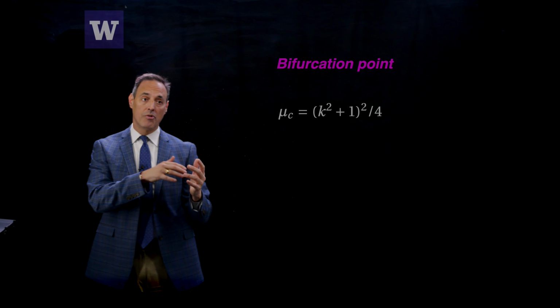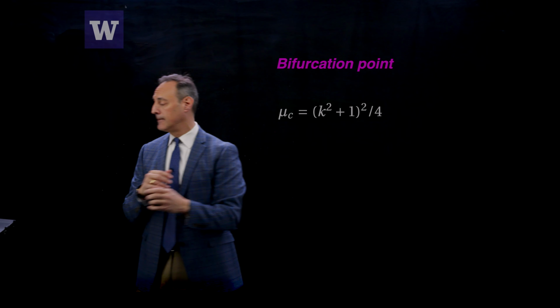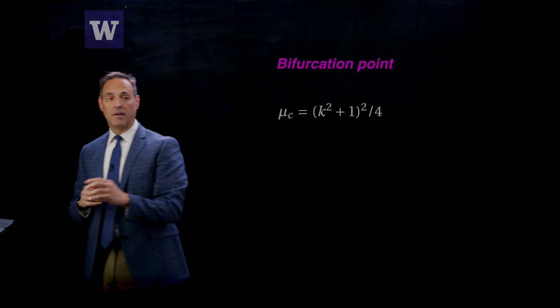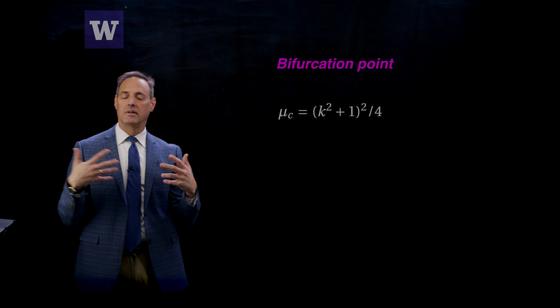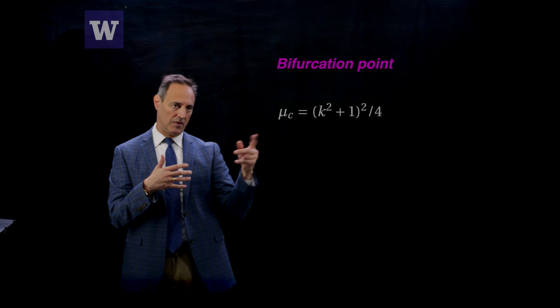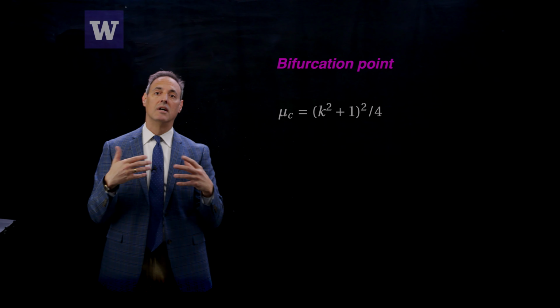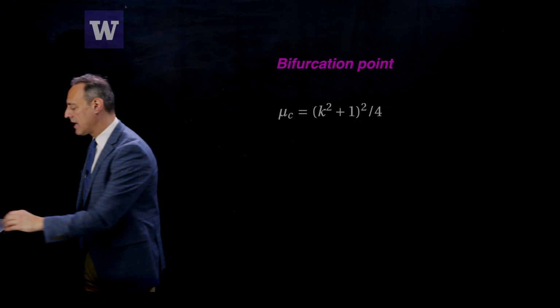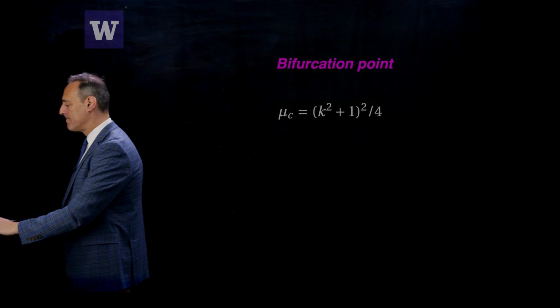If I'm below this, in other words, if the parameter mu is below this, the 0 solution is stable. If I'm above this value, then the solution is unstable. So I want to go ahead and try to characterize the dynamics then.